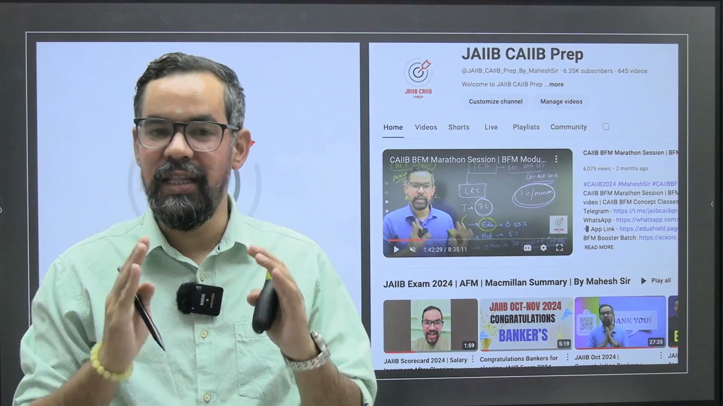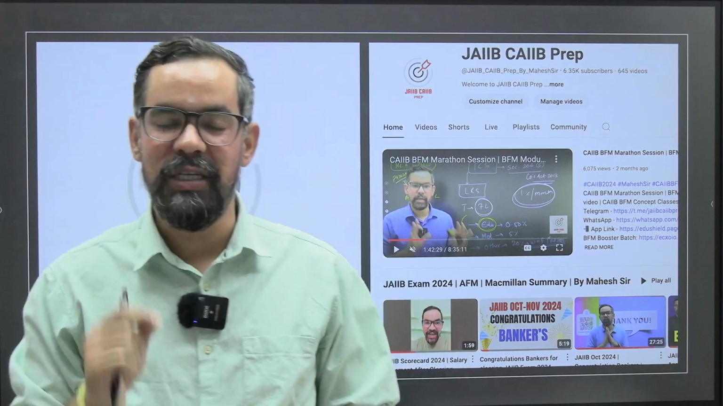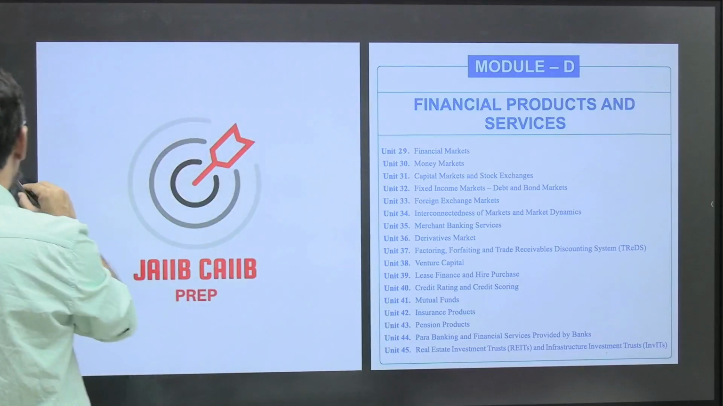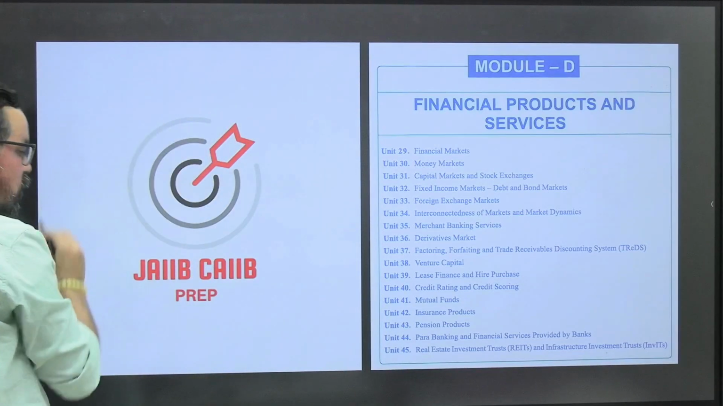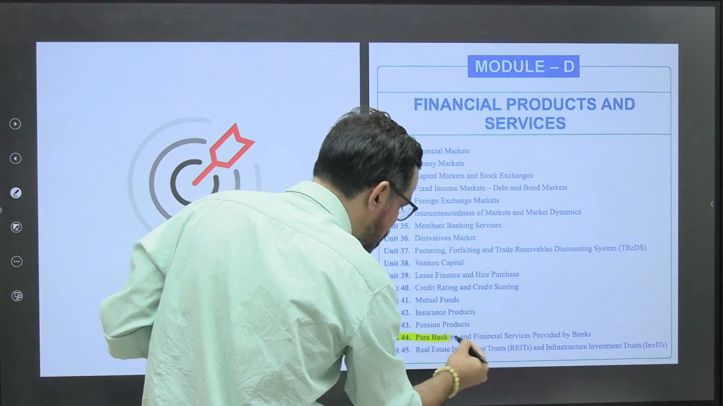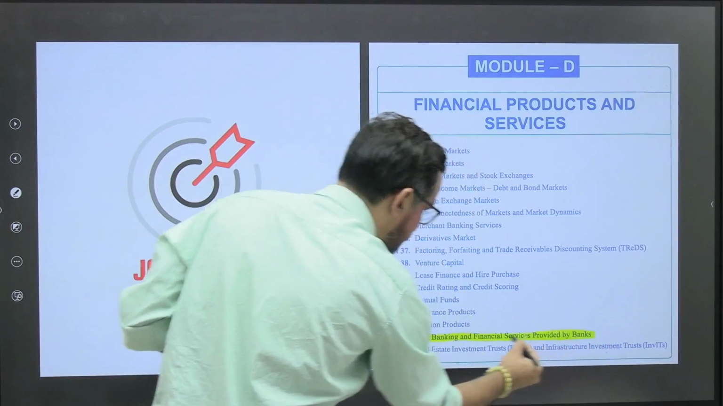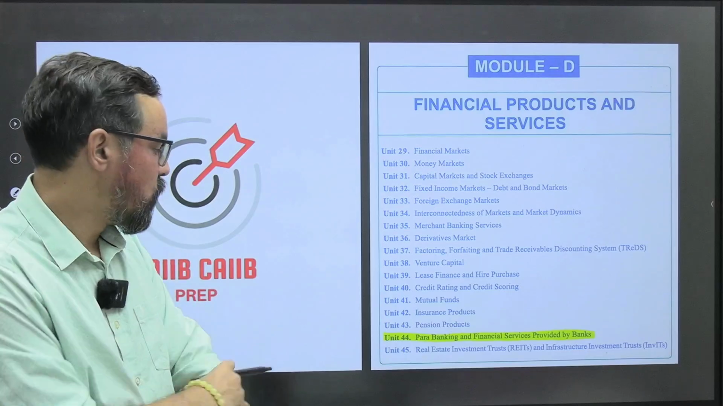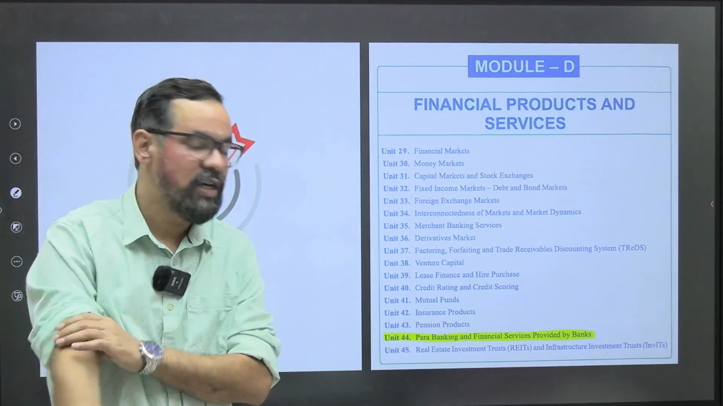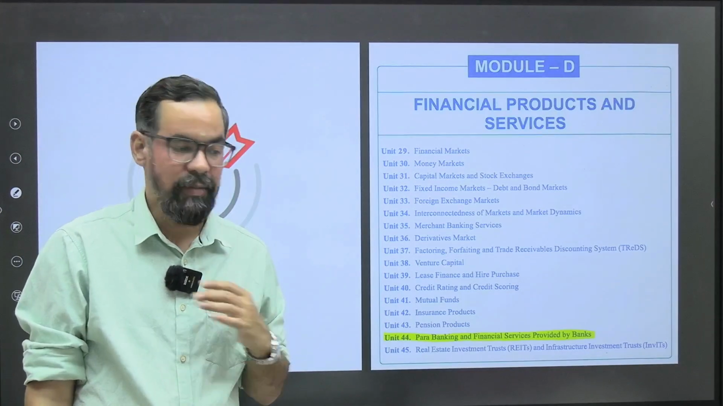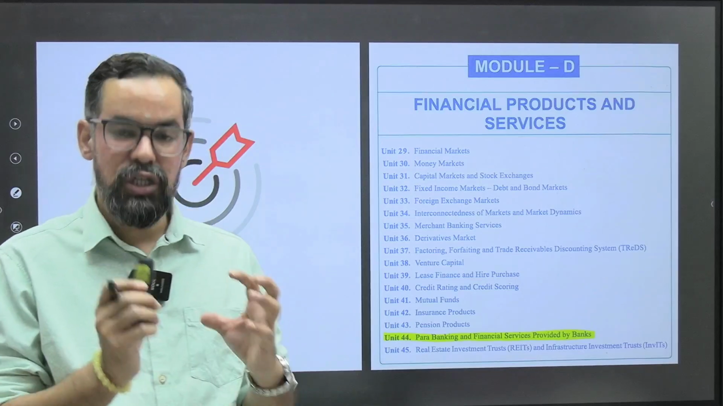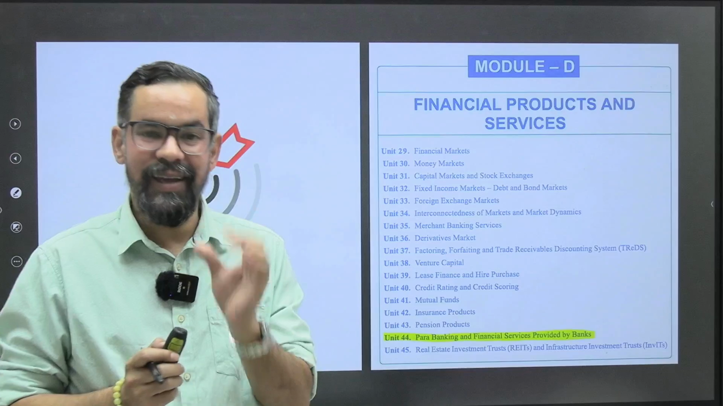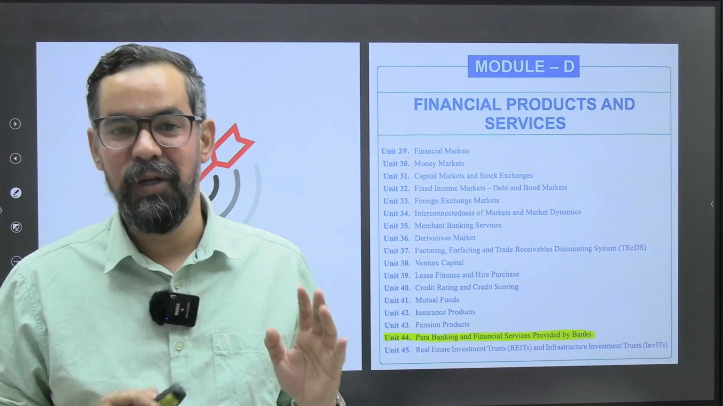So, guys, in this particular session, we are going to discuss our unit number 44, which is all about para banking. Okay. So, this is the second last unit in your IE&IFS module D. So para banking and financial services provided by bank itself, right? With the help of a number of questions, MCQs, case studies, we are going to decode each and every important aspect of this particular unit as well, right?